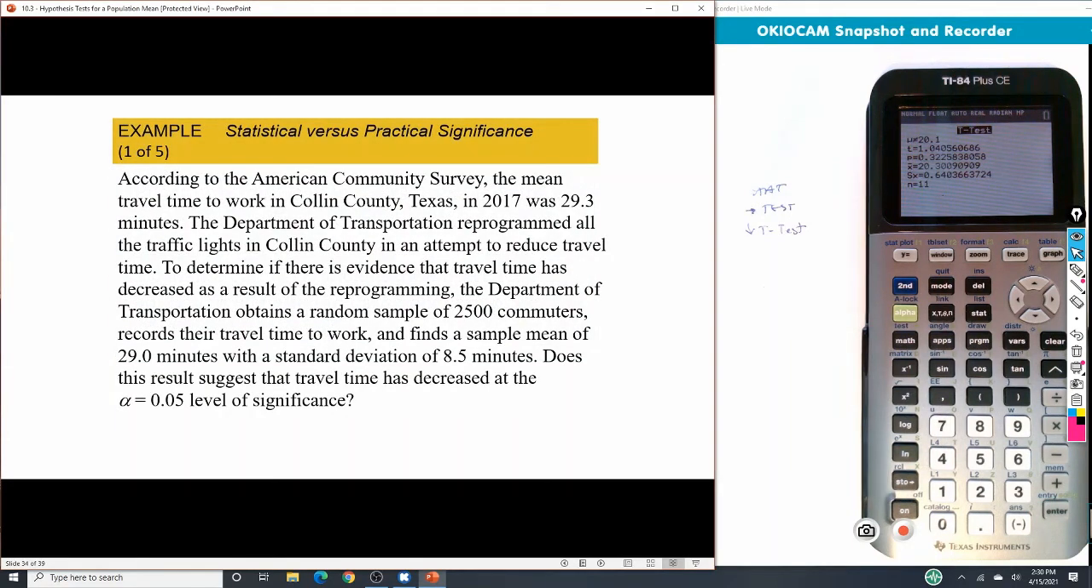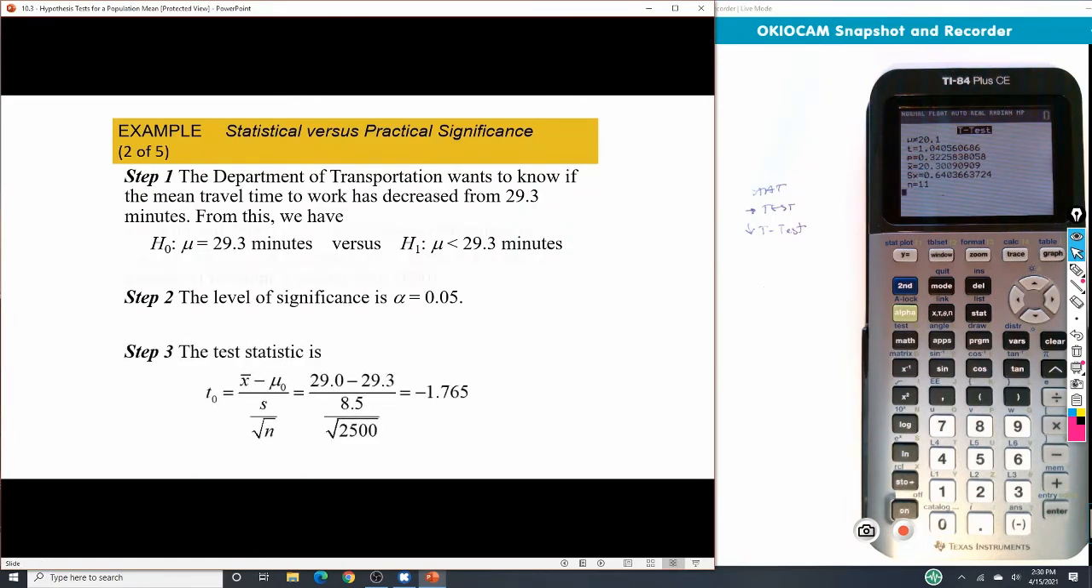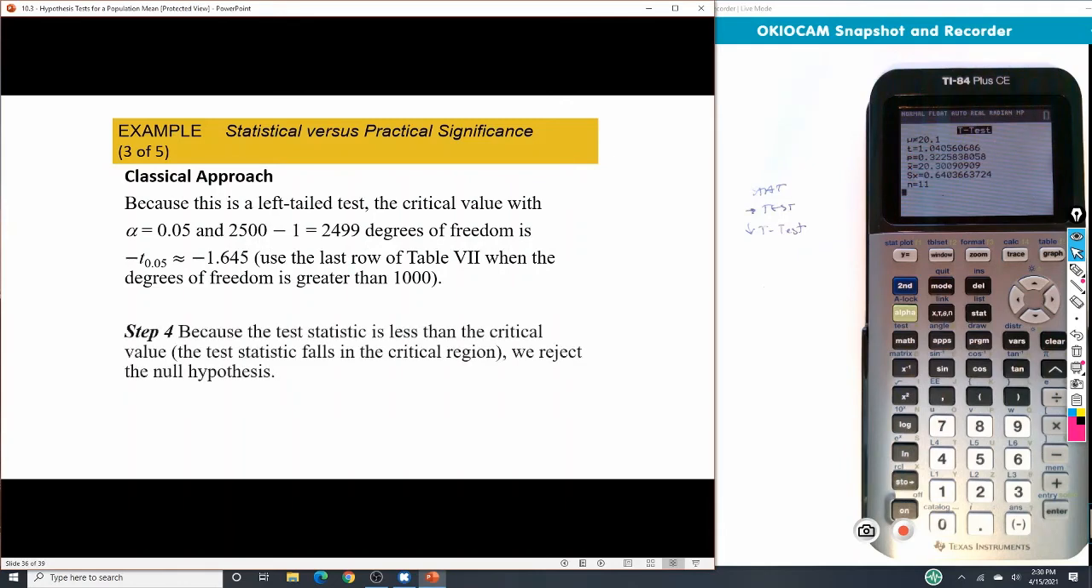So, for instance, here we have the Department of Transportation. It says that it takes 29 minutes to get to work with a standard deviation of 8.5. Well, they did this survey and they found 29.3 minutes is what it took to get to work. And so they did the comparison. They think that it's going to be less than 29.3 on those. And so when they look at it, they see that we would reject the null hypothesis because of where our test statistics come out for those.